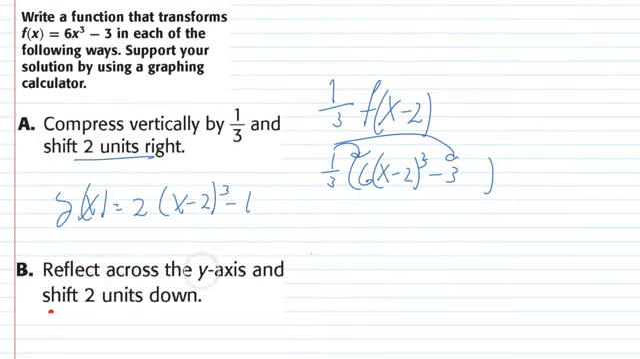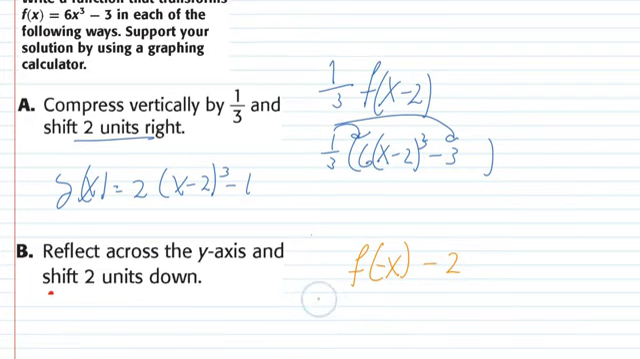The next one says to reflect across the y-axis and shift down 2. So we just learned that reflecting across the y-axis means it's going to be f of negative x, and then the down 2 means you're going to have a minus 2 at the end. So it should look something like this. A negative cubed is still negative, and negative 2 and negative 3 gives me negative 5.